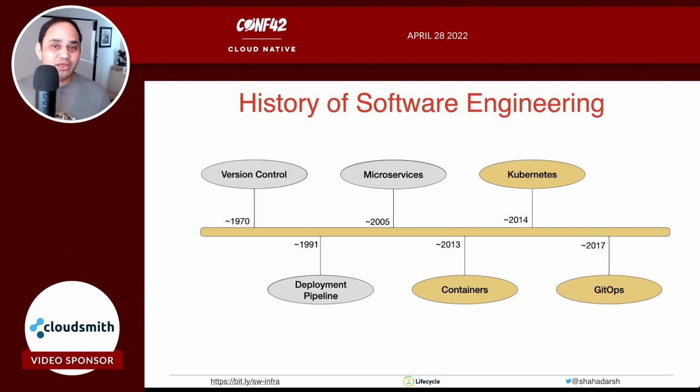So that's when comes the right side of this history of software engineering. There are other practices than version control, deployment pipeline, and microservices, which we are already using in infrastructure. How about using the other practices that are out there, like containers or package managers, or Kubernetes that has worked pretty well with applications, and GitOps that has worked well in recent years.